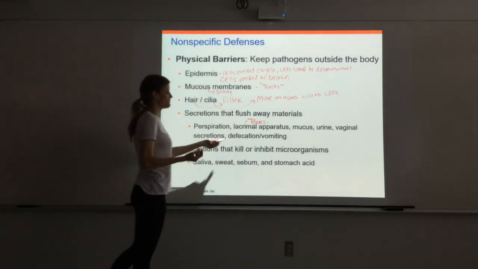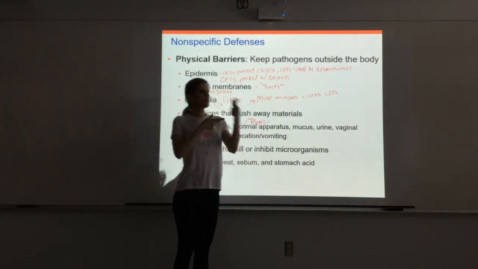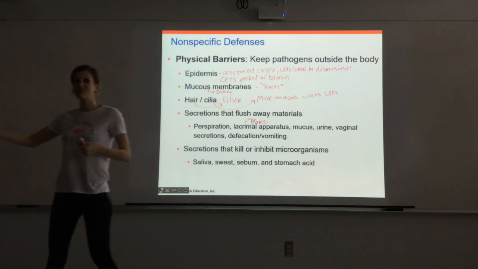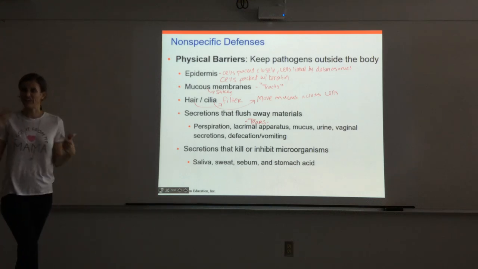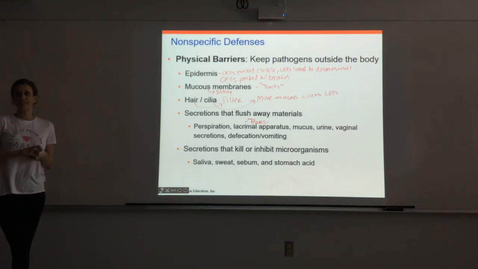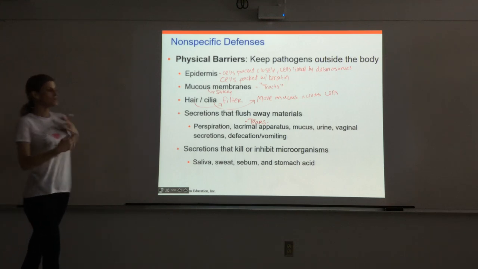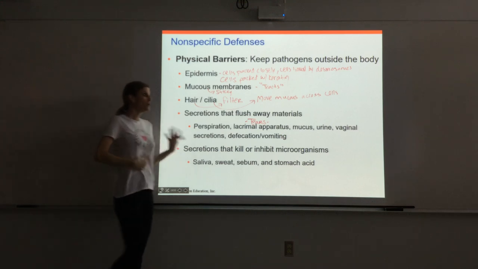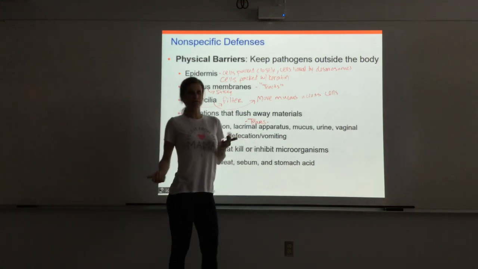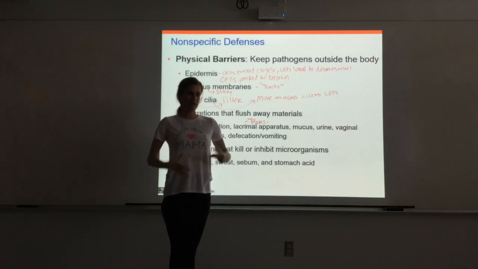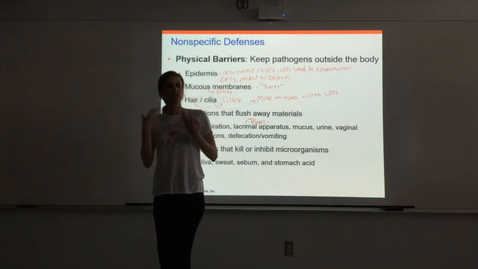And then defecation and vomiting. So when you eat, sometimes you eat stuff that you shouldn't. You might have food that sat out too long and's got bacteria in it. Or a lot of food poisoning is actually caused because of the toxins that the bacteria make, not the bacteria themselves. So you eat something bad and it's in your stomach, the way that we get rid of it is by vomiting. It's not fun, but it works to really quickly get those bad toxins out of your body. So that's very protective.